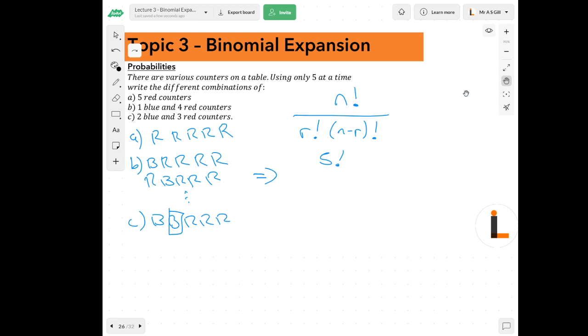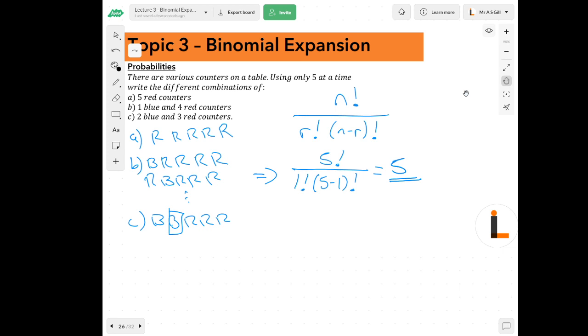Of those counters, one is going to be blue. And then we change the language to say, rather than red, we'll say not blue. So 1 is blue, and therefore 5 minus 1, 4 are not blue. If we plug this into our calculator, you should see that we end up with 5, which is what we said. If we carried on listing, we would get 5 different combinations.